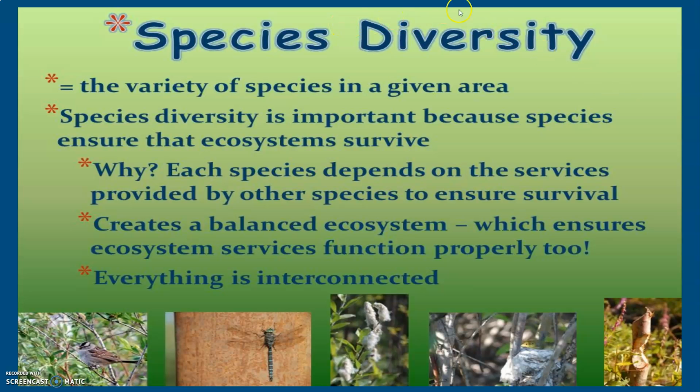So species diversity is actually the variety of species in a given area, and species diversity is important because species ensure that ecosystems survive. Each species depends on the services provided by the other species to ensure their survival. It also creates a balanced ecosystem which ensures ecosystem services function properly too. So everything is interconnected.